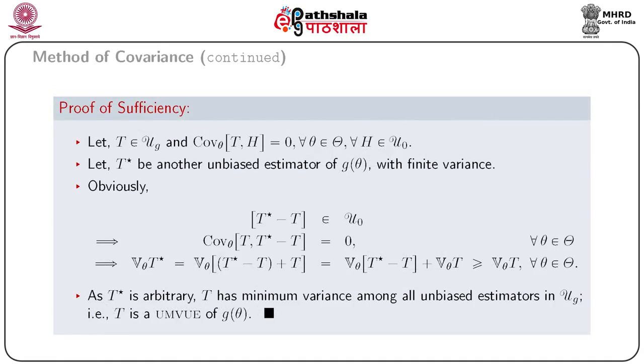Now, we discuss the if part of the proof. Suppose T belongs to U_g be an estimator of g(theta) such that covariance under theta of T comma h equals 0 for all theta belongs to Theta and for all h belongs to U_0.